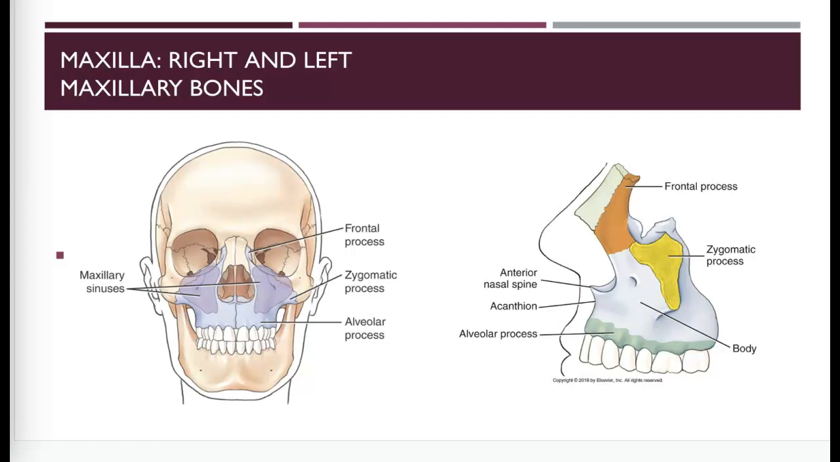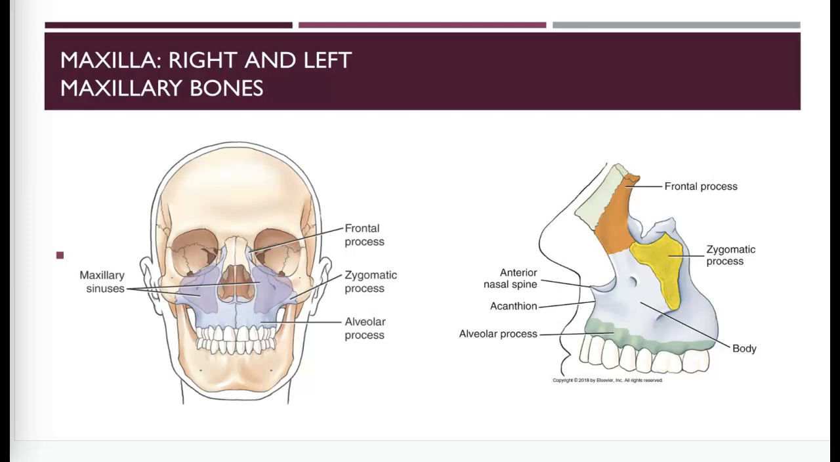Something also to note, the anterior nasal spine, which we can see on the right-hand picture. It's where the 2 maxilla unite anteriorly in the midline. A landmark that we will be noting is the acanthion. This is the midpoint where the nose and upper lip meet. Last but not least, each body of the maxillary bone contains a large air-filled cavity called the maxillary sinus.